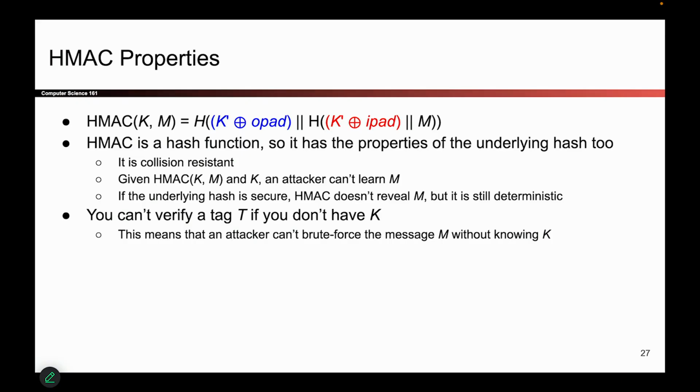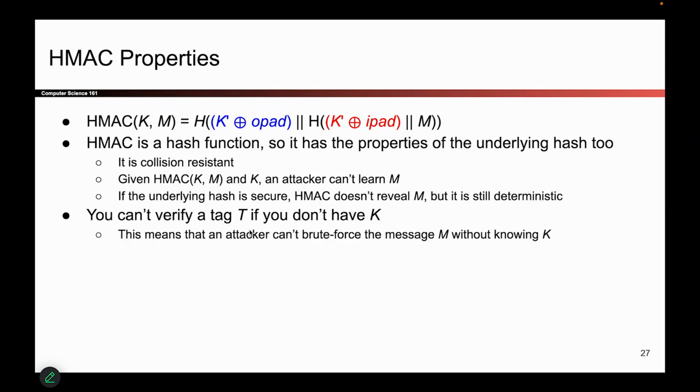Again, the rough intuition is that the hash scrambles up the message and the key and gives you a fingerprint on both the message and the key. So that's great. And one final note that's kind of interesting is that if you don't have K, you also can't verify a tag. That may be a feature or a bug depending on how you look at it.